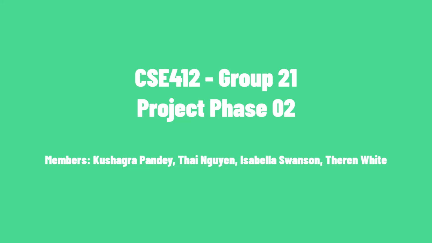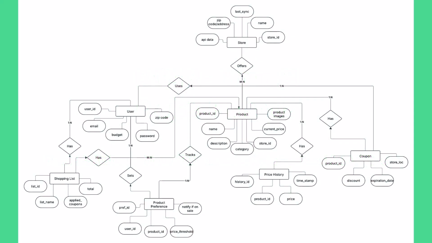Now let me quickly review the ER diagram from phase 1 of the project. At the core of our ER diagram, we have store and product entities connected through an offers relationship. Stores have attributes like store ID, name, and zip code, while products include product ID, name, category, and current price. Users will interact with the system through several relationships. They use products, create shopping lists, and set price preferences.